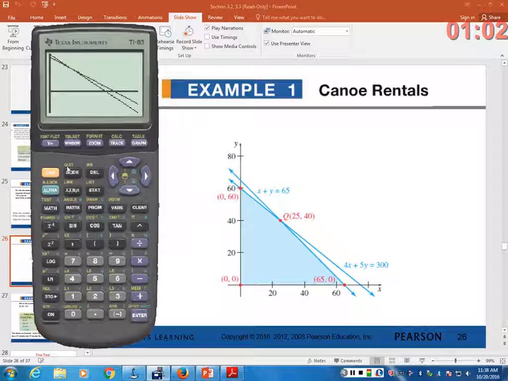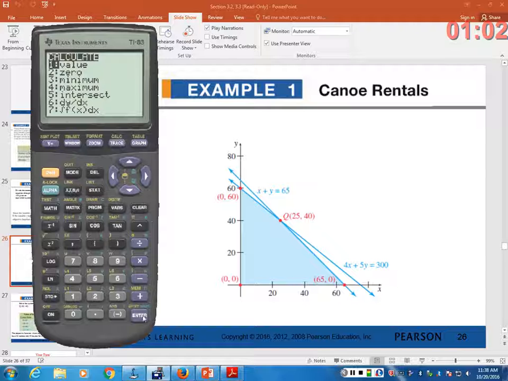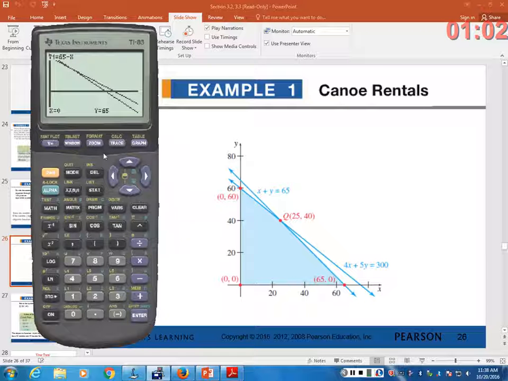So what I see there is that I have the same general graph that they do. And I can find the value of the first corner point, which is (0, 60), the y-intercept there, by going to calculate and choosing the value x equals 0. And it tells me that point is (0, 60). I'm on the wrong equation. So that point is (0, 60). This point is (0, 65), north of it.